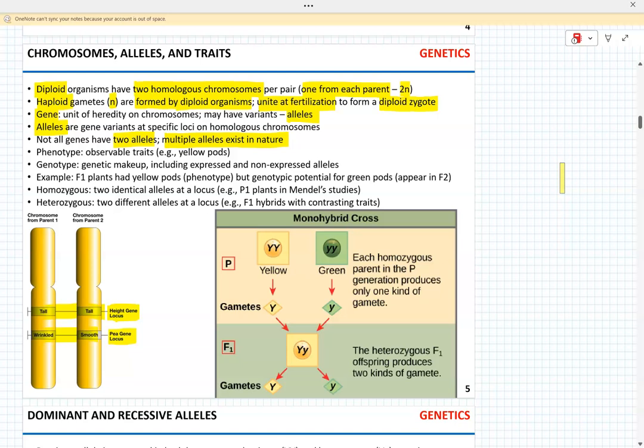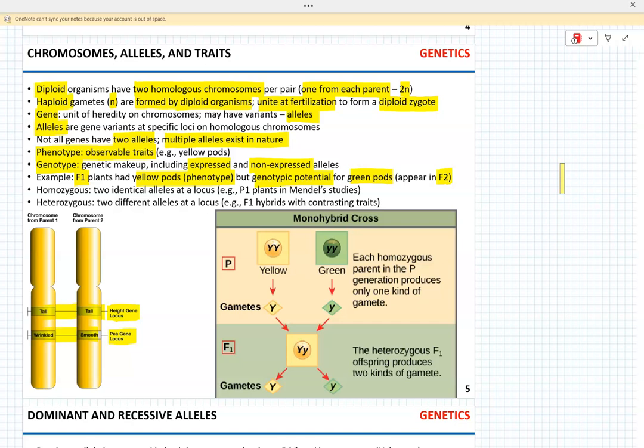Now, alleles determine the genotype. Phenotype is the observable traits, for instance, yellow pods. Genotype, as we mentioned, is the genetic makeup. That genetic makeup includes both alleles that are expressed, dominant, and alleles that are not expressed, recessive. So, for instance, plants in the first filial generation had yellow pods, which was their phenotype, but genotypically they had a potential to produce green pods, which appeared in the second filial generation.